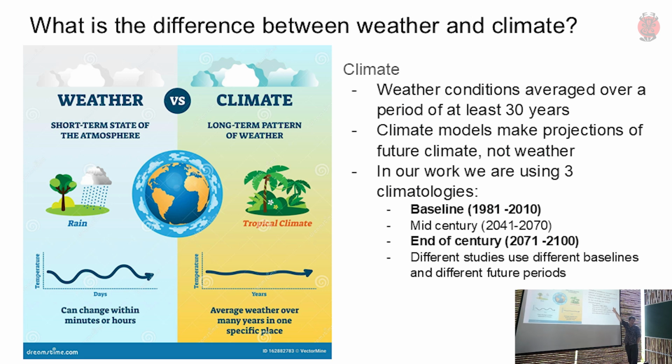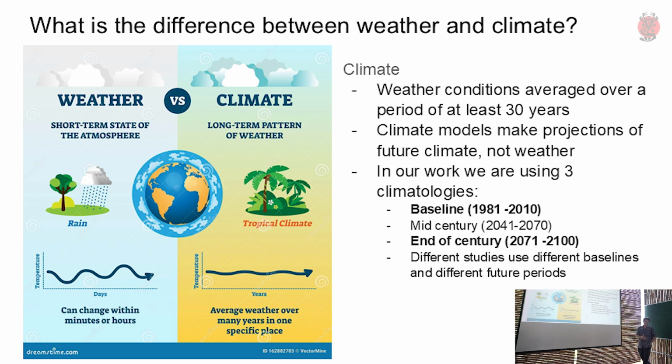Climate models make projections of future climates. They're not projections of future weather. So a climate model cannot tell you that on your birthday in 2030, it's going to rain. What it can tell you is that in 2050, the period between 2050 and 2080, it's probably going to be X degrees warmer, depending on what scenario.